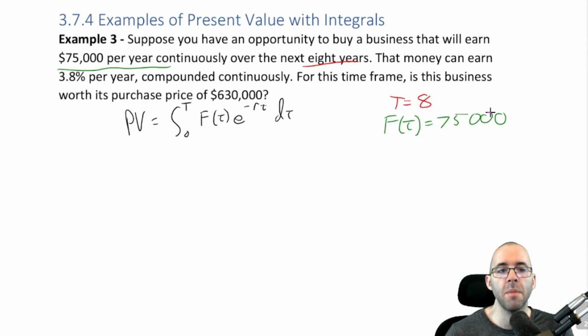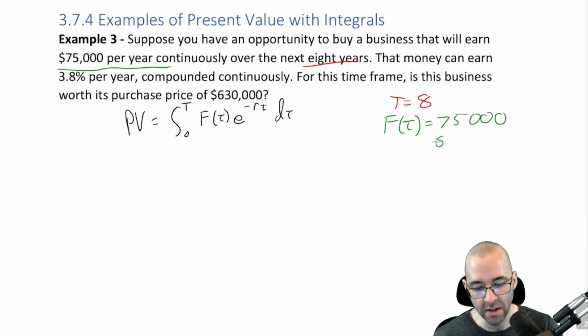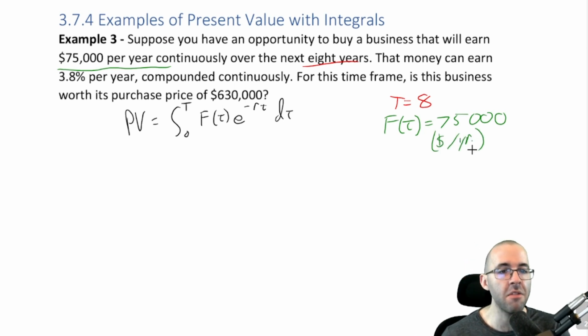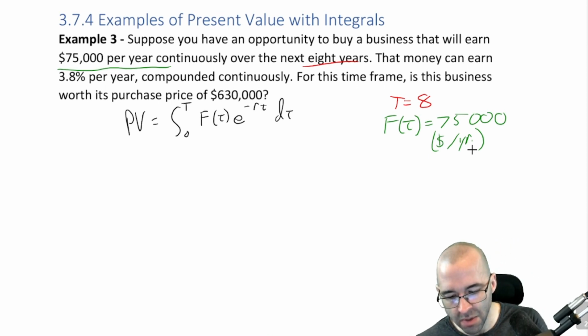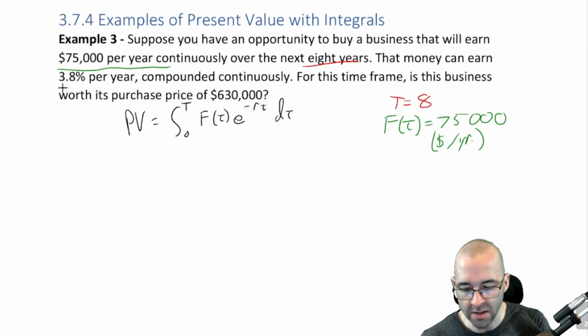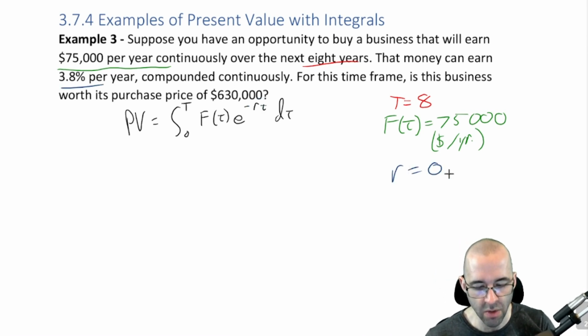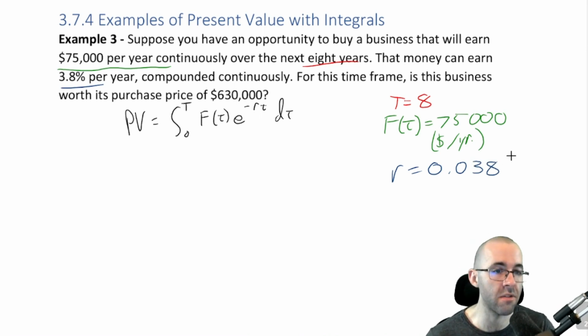The total amount from this income stream would be 75,000 times T. The actual amount each year, which is what F is all about. Again, this is always in dollars per year. The amount that we can invest is a flat amount of $75,000 each year. F is a rate. It's a rate of change. So that's what that's going to be. And then we need R as well. R is how we can invest it, 3.8%. Always remember to convert it to a decimal.